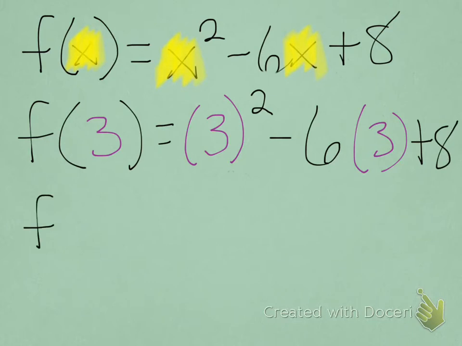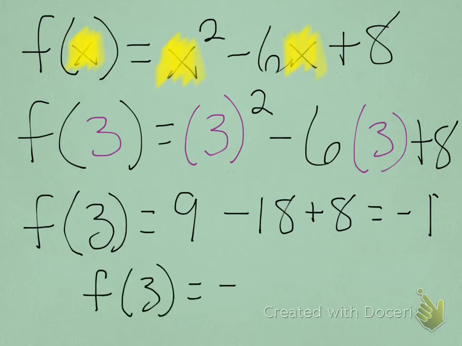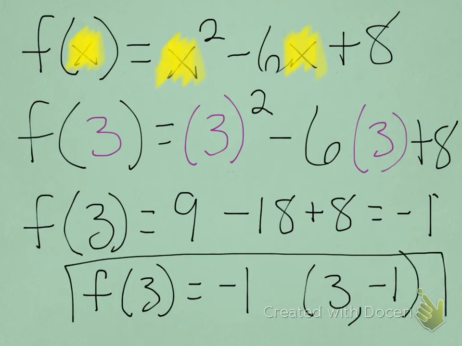And then we simply evaluate that function. So the value of the function when x equals 3, we know 3 squared is 9. Negative 6 times 3 is negative 18, plus 8. And 9 minus 18 plus 8 equals negative 1. So therefore the value of the function when x equals 3 is negative 1, or in other words, when x is 3, its corresponding y is negative 1, defining that point at 3, negative 1.